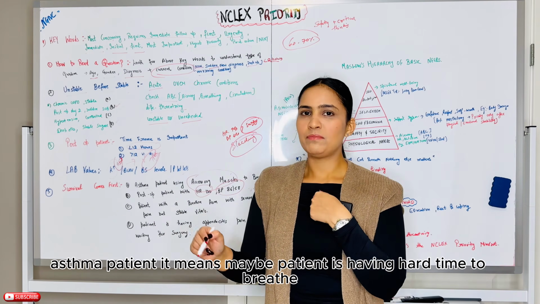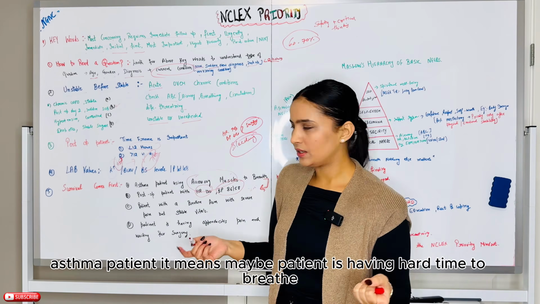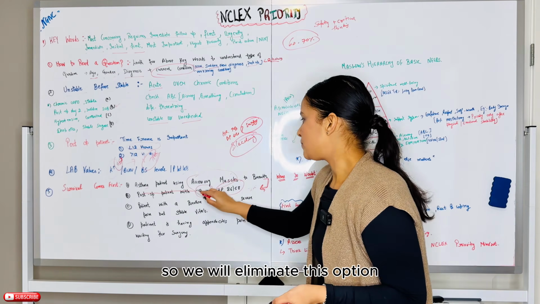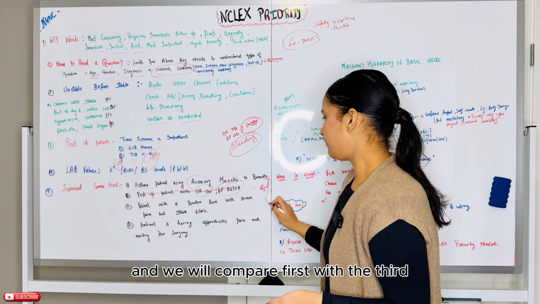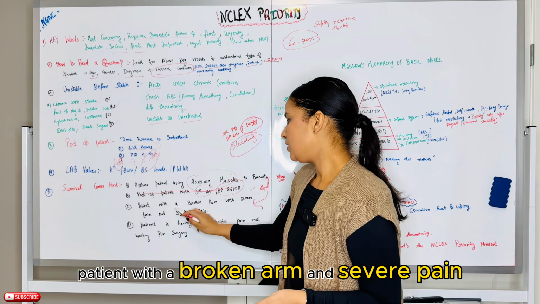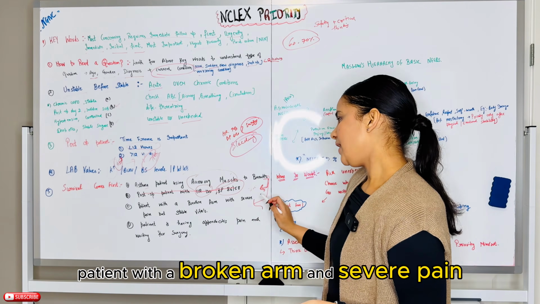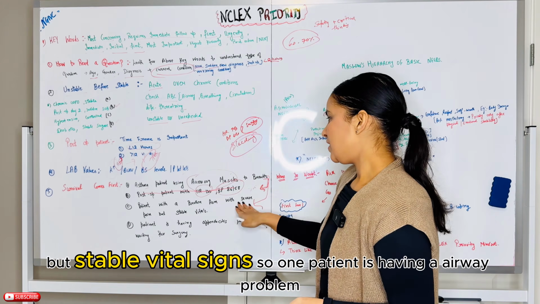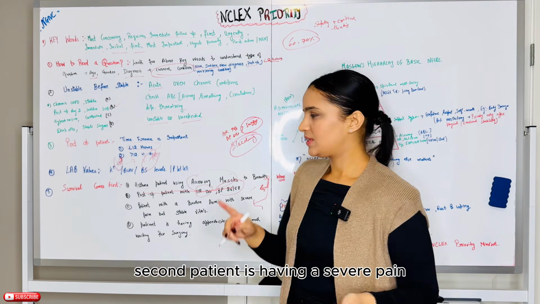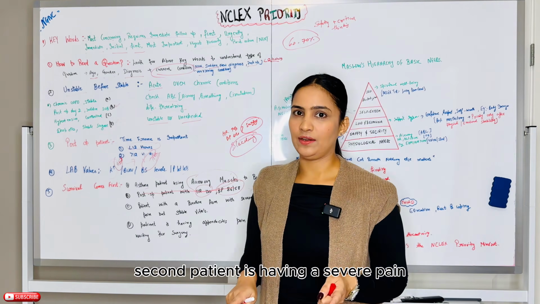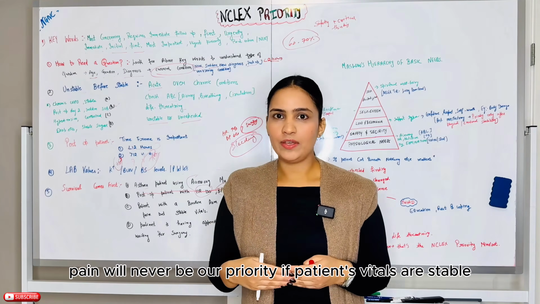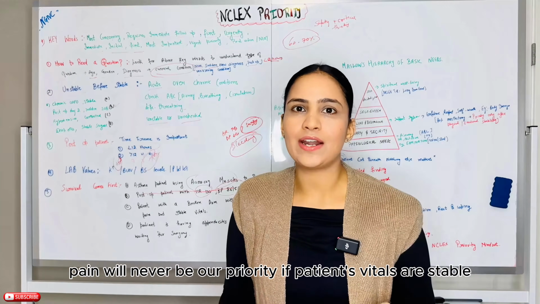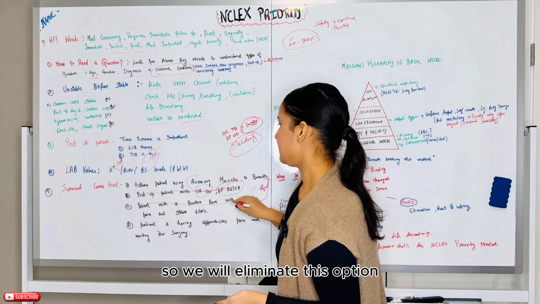So one patient is bleeding, here is a hemorrhage, and one patient is using accessory muscles, asthma patient. It means maybe the patient is having a hard time to breathe. So we will eliminate this option and we will compare first with the third. Patient with a broken arm and severe pain but stable vital signs. One patient is having an airway problem, second patient is having severe pain. Remember, pain will never be our priority if the patient's vitals are stable. So we will eliminate this option.